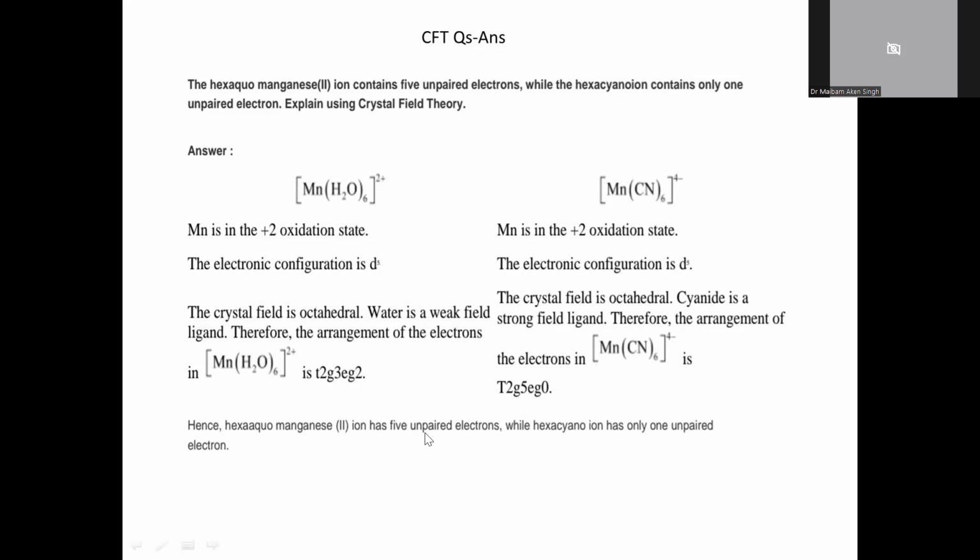In this case the hexaaqua complex has 5 unpaired electrons, the 3 and 2, while this other one has only one unpaired electron. I hope this idea is clear to you. Thank you my dear student, and if you have any confusion you can ask.